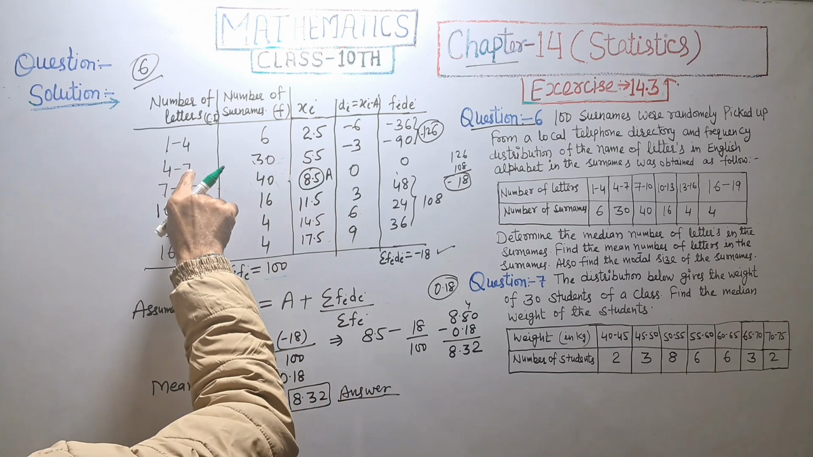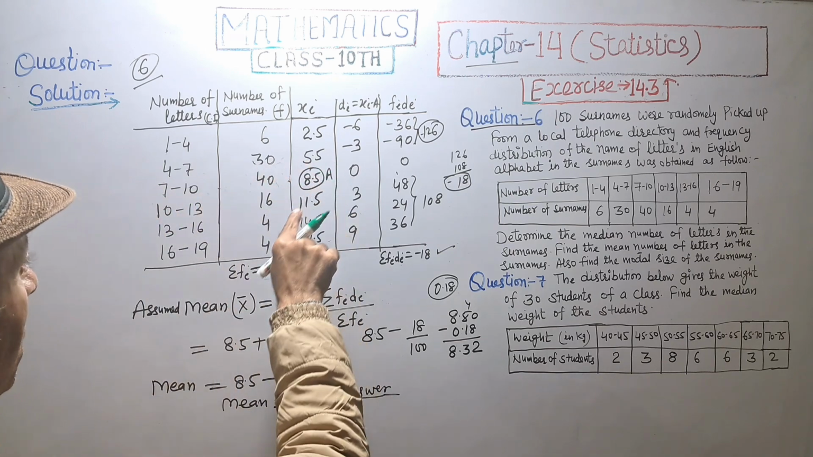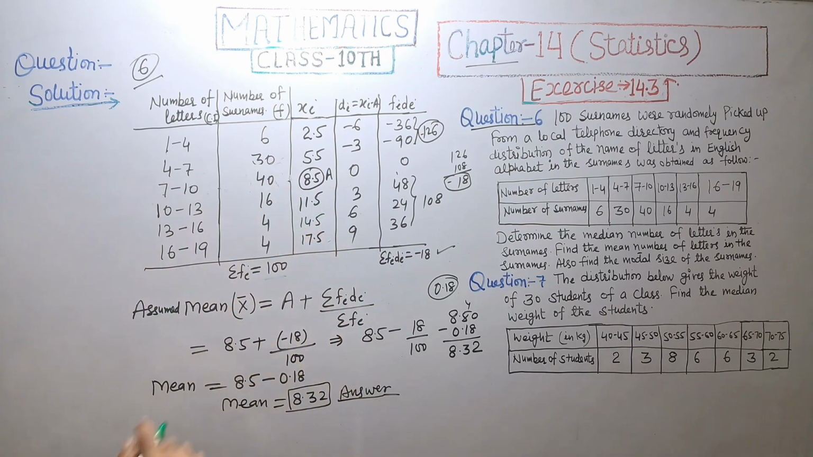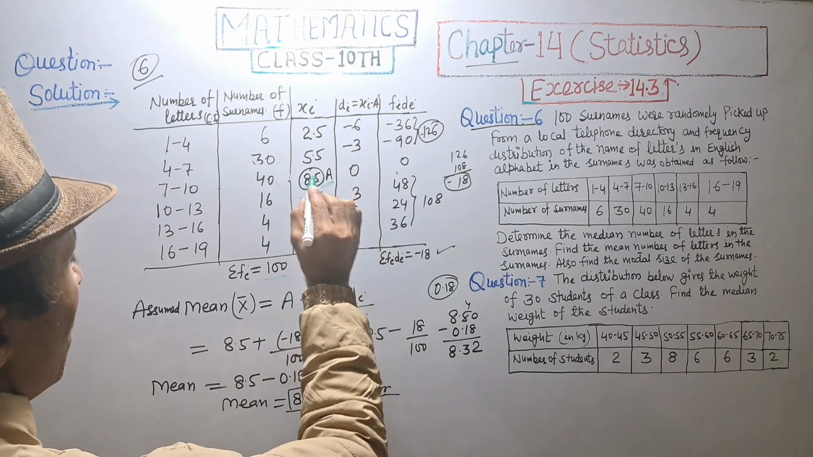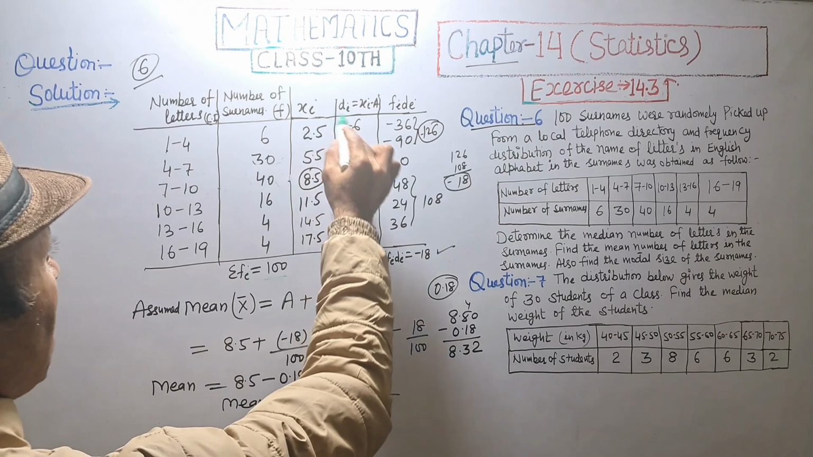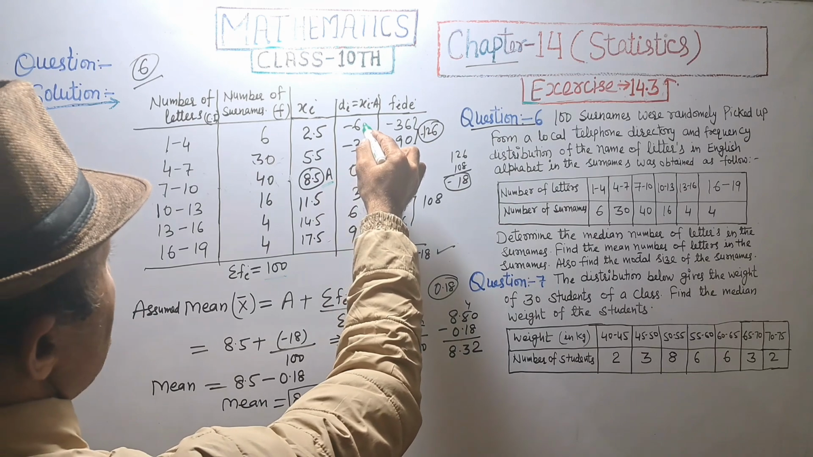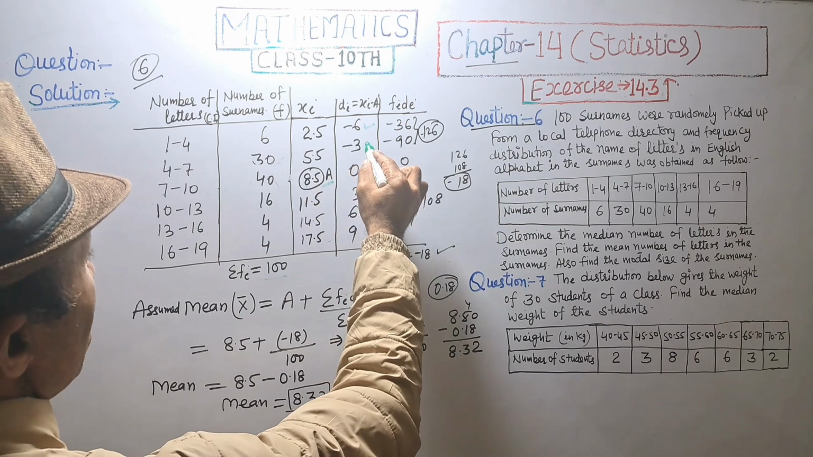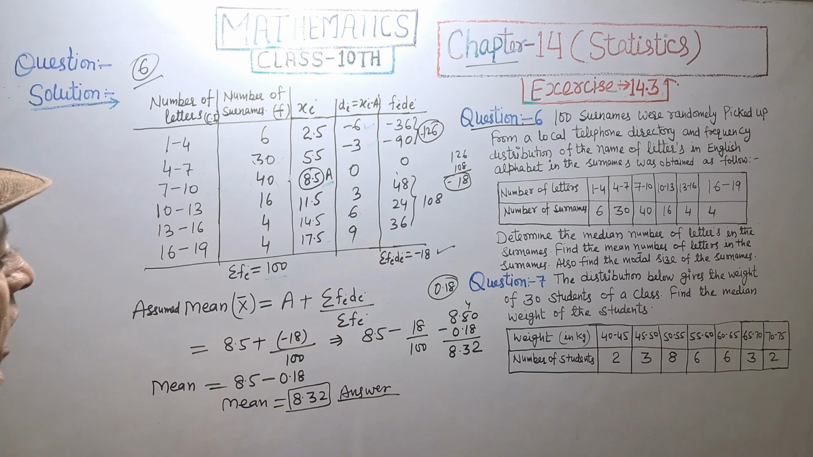Same process: 4 plus 7 is 11 divided by 2 is equal to 5.5, and 8.5, 11.5, 14.5 and 17.5. Let us assume A is equal to 8.5 and di equal to xi minus a. 2.5 minus 8.5 will be minus 6, and 5.5 minus 8.5 will be minus 3. 0, 3, 6 and 9.